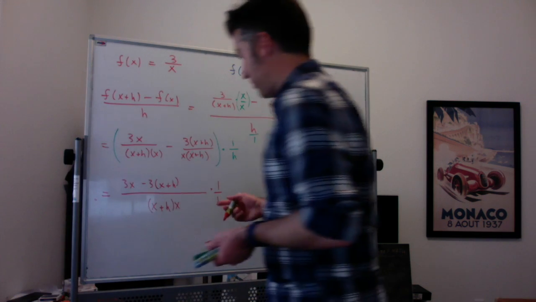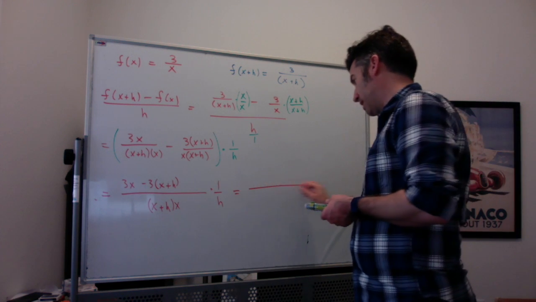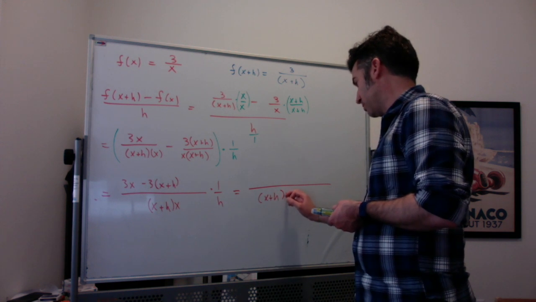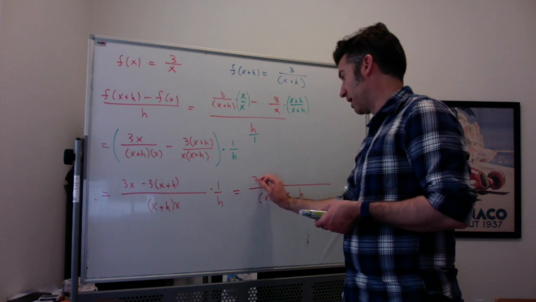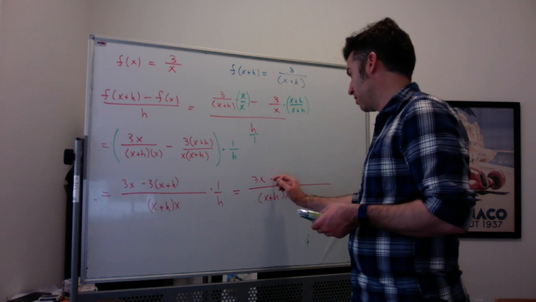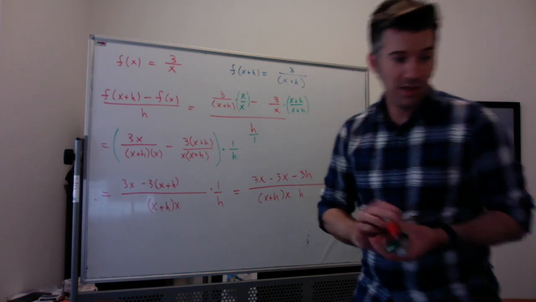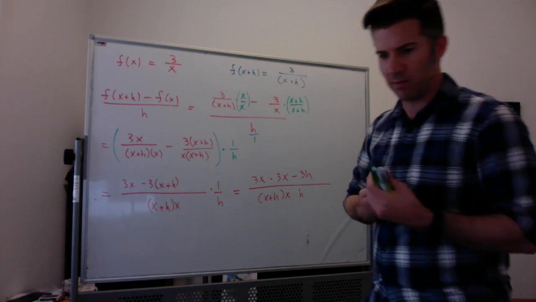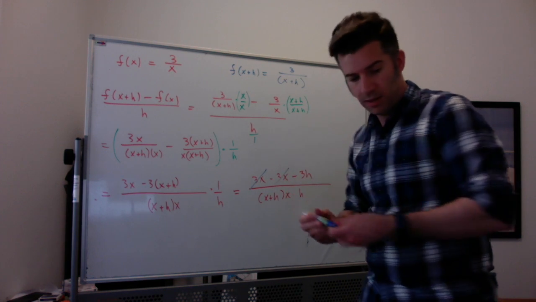When you have fractions times fractions, you can multiply the top by the top and bottom by the bottom. So I can write this as the denominator being x plus h times x times h. And the numerator is 3x, and if I distribute the minus 3, I get minus 3x minus 3h. The 3x's cancel. Boom, boom.